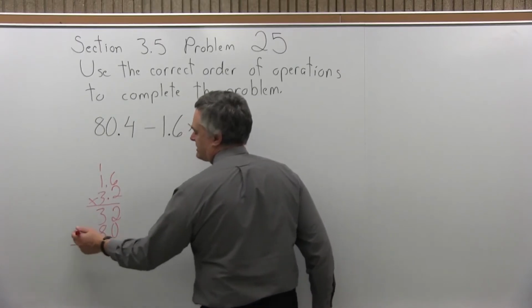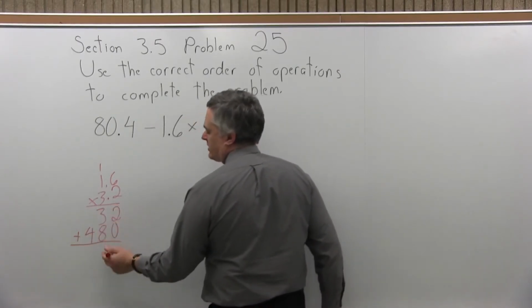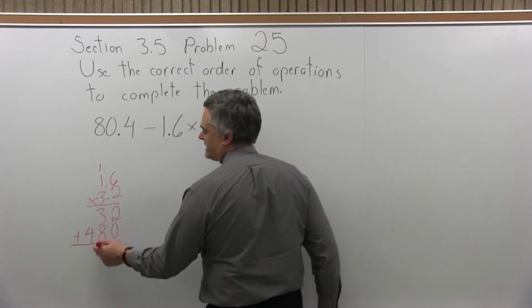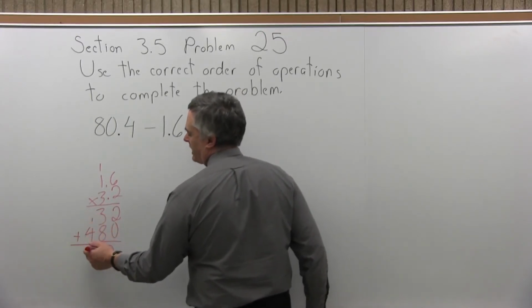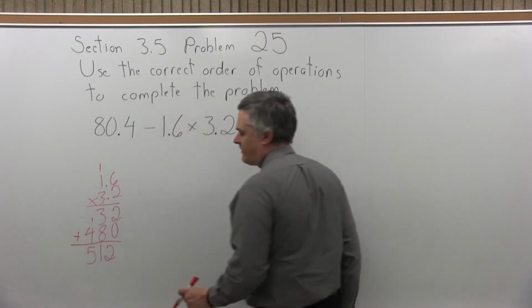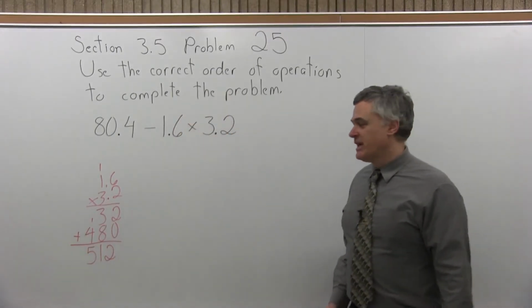Then add those results together. 2 plus 0 is 2. 3 plus 8 is 11. Write the 1, carry the other 1. 1 and 4 is 5. So I have 512, but I have to put a decimal in that.